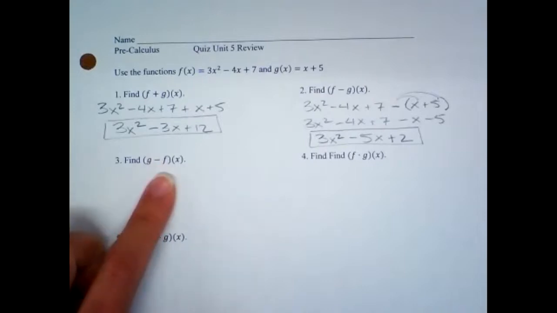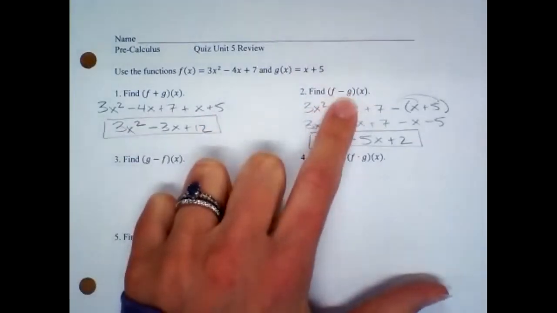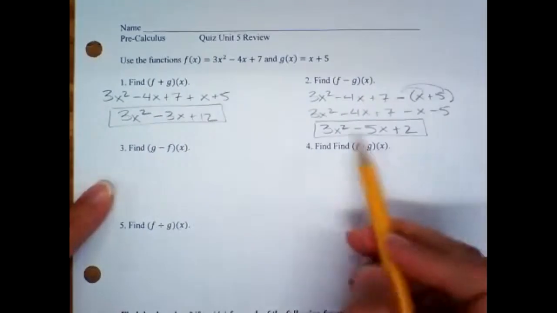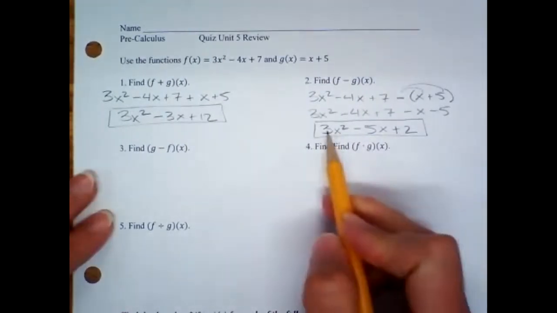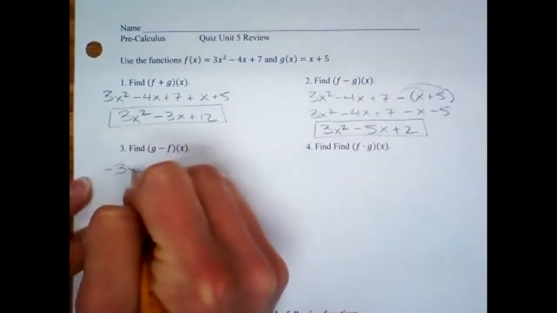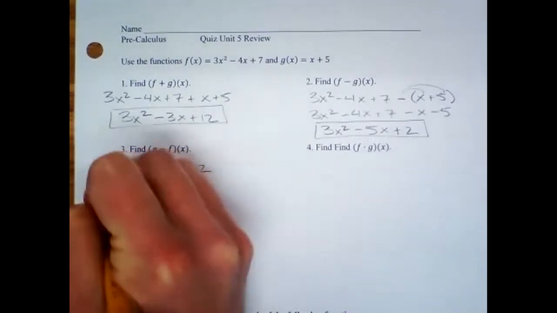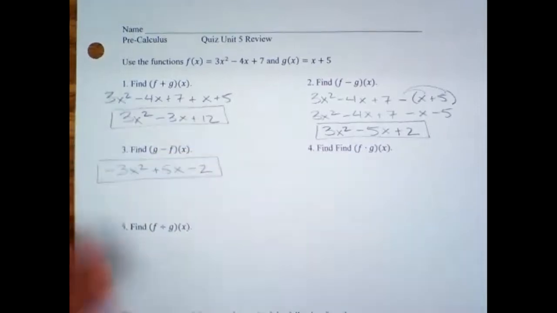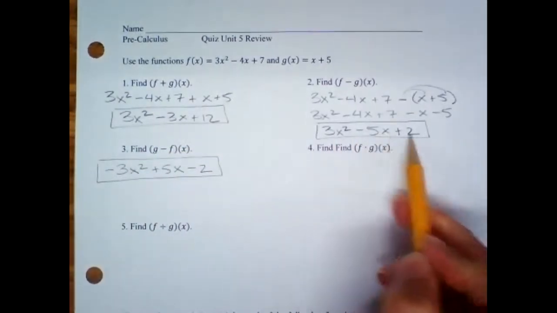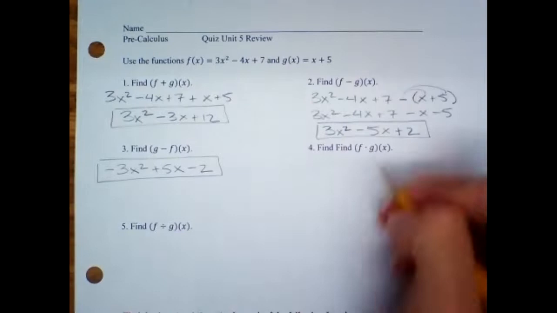Do you have to do any work for g minus f then? No, it's going to be the same as f minus g, except what? Yep. Flip all the signs. You're going to negate everything. So it'll be negative 3x squared plus 5x minus 2. So when you do it the other way around, it's going to be this exact answer, just everything opposite.